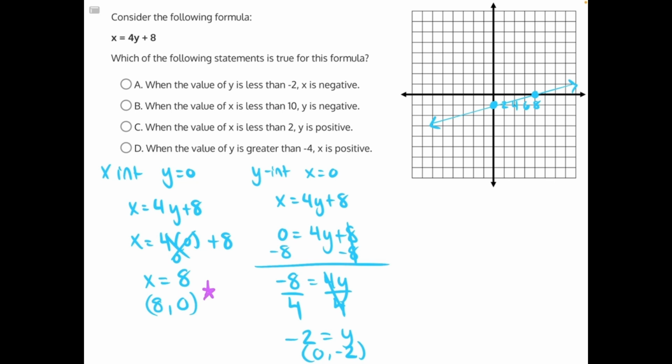(8, 0) is to the right by 8 and up 0. Then (0, -2) is down 2 and to the right 0. Now let's take a look at our answer choices.